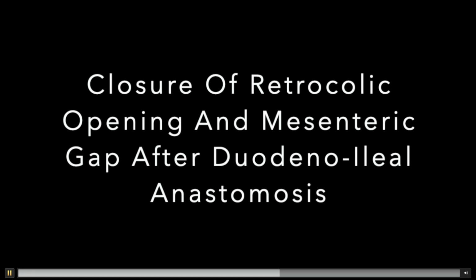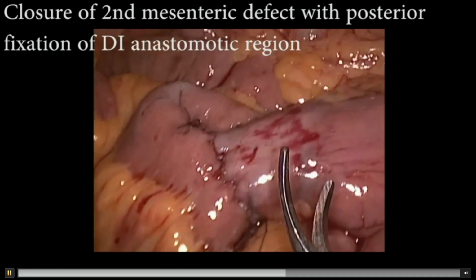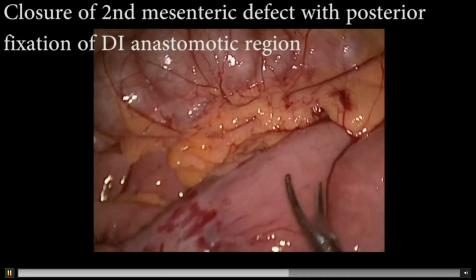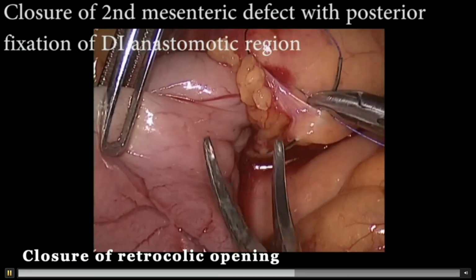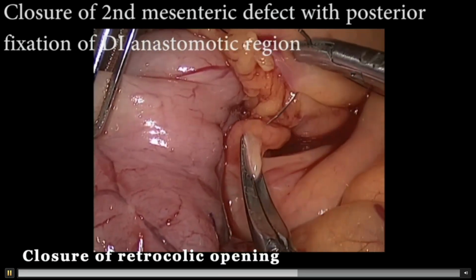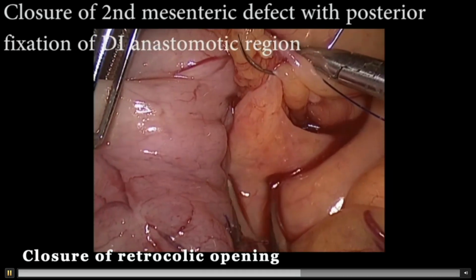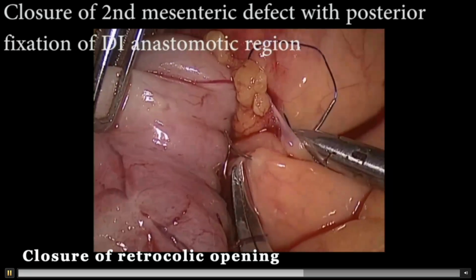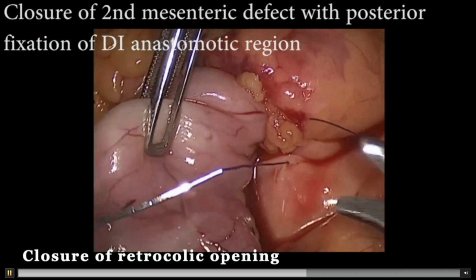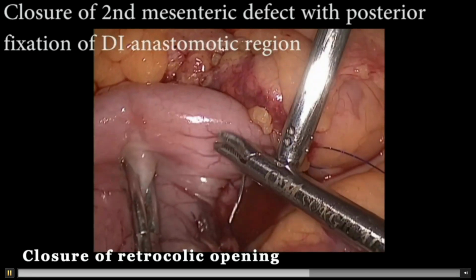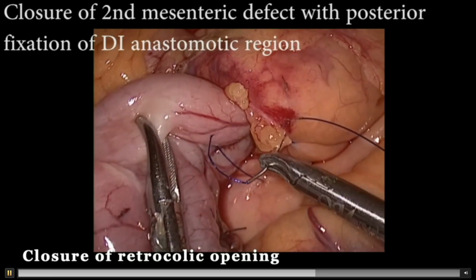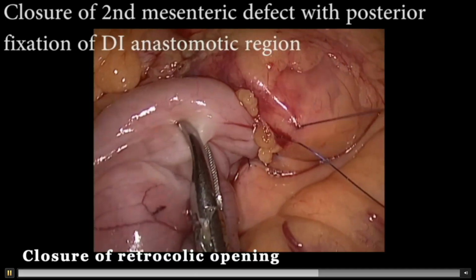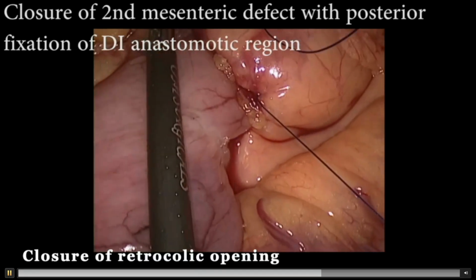Now, when you have any procedure which involves a retrocolic opening, you can see this is a duodenal-ileal anastomosis where the gastroduodenal tube is brought retrocolic. So this is to take a fixation suture to close the retrocolic space, the mesenteric gap there. You take continuous sutures along the base, then on the wall of the stomach and back onto the mesentery. And you tie that one suture which closes this part of it.